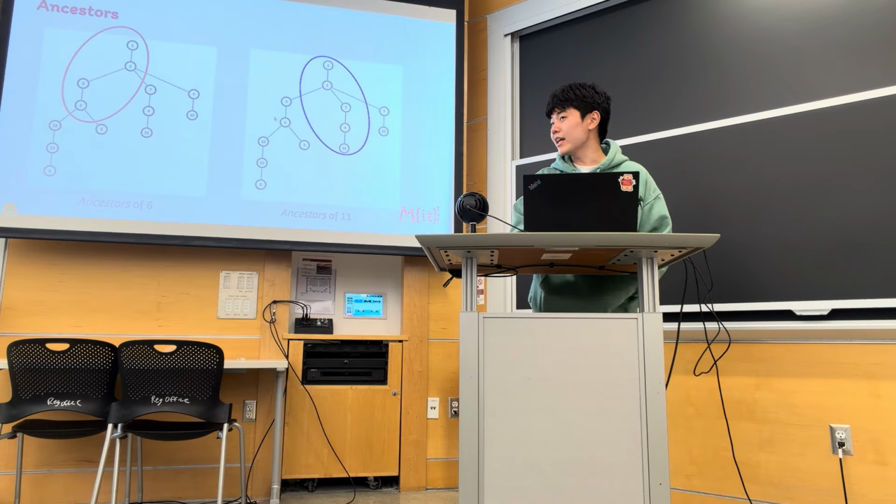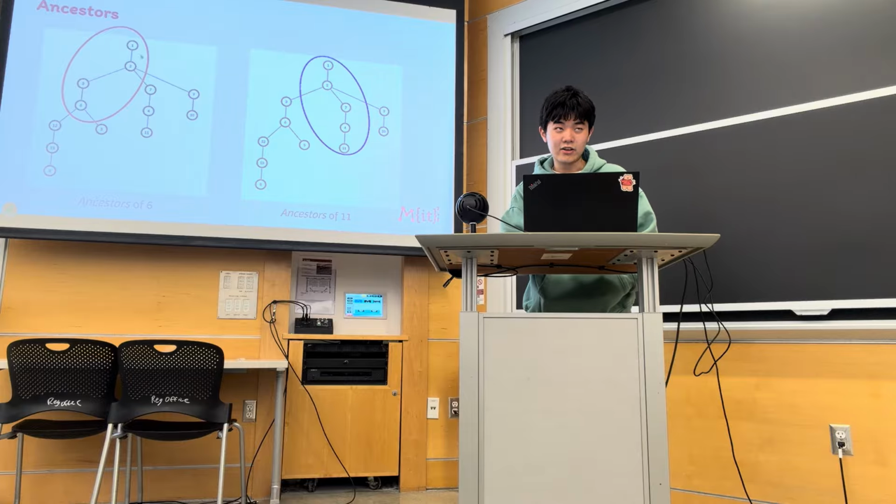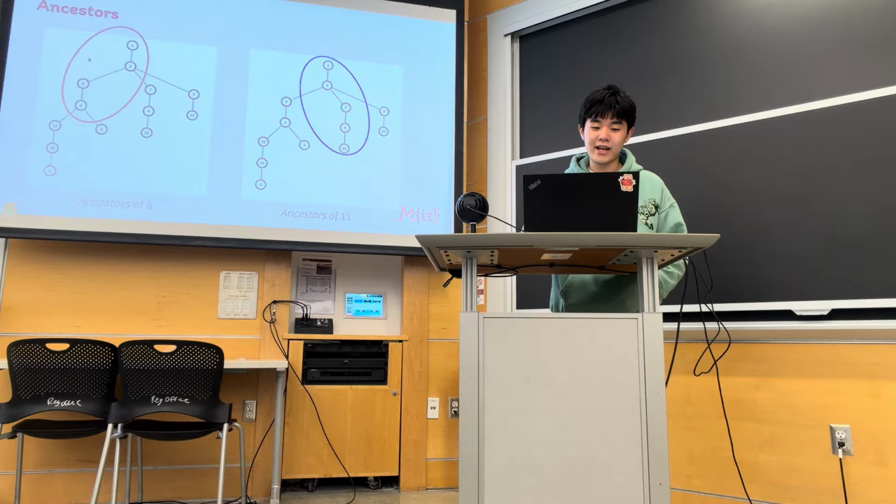Now we can get to the idea of ancestors. The ancestors of a node are basically every node on the path from that node to the root. So the ancestors of 6 are 6, 3, 2, 1 because the path from 6 to the root 1 is 6, 3, 2, 1. Here, the ancestors of 11 are defined similarly: the ancestors of 11 are 11, 4, 7, 2, 1.